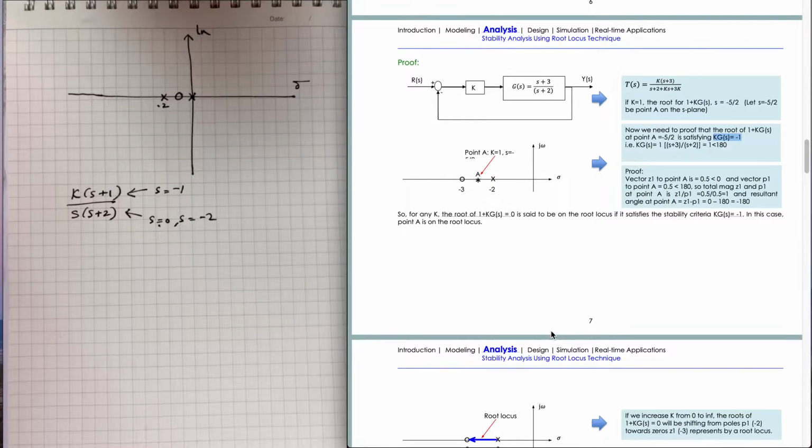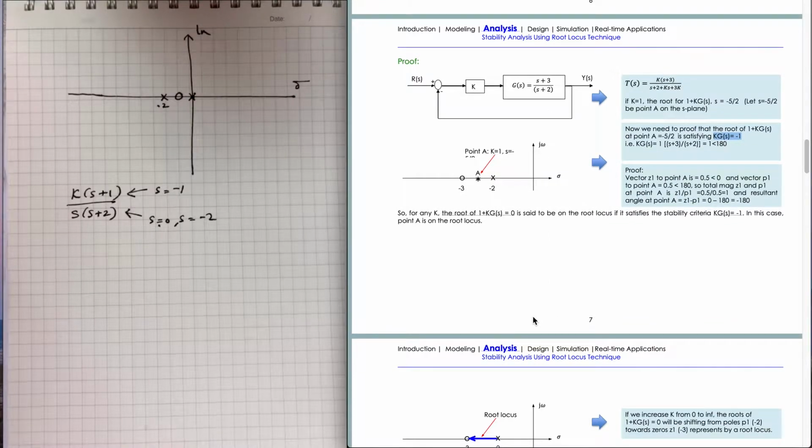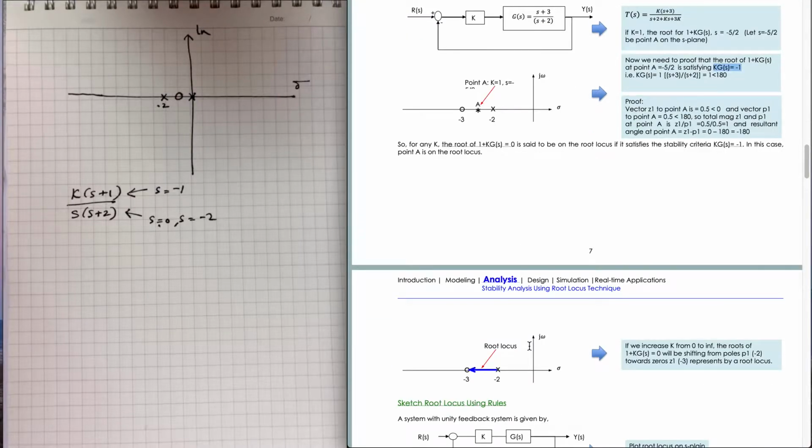In this example, we have one pole and one zero for the open loop system. First we need to plot the zero and pole on the S-plane. So s equal to -2 for the pole, s equal to -3 for the zero. Then you can plot here. This is the pole and then the zero.